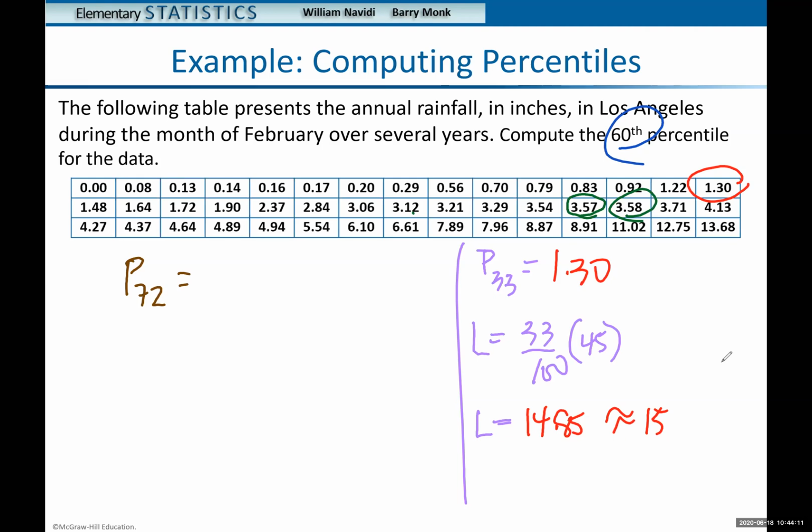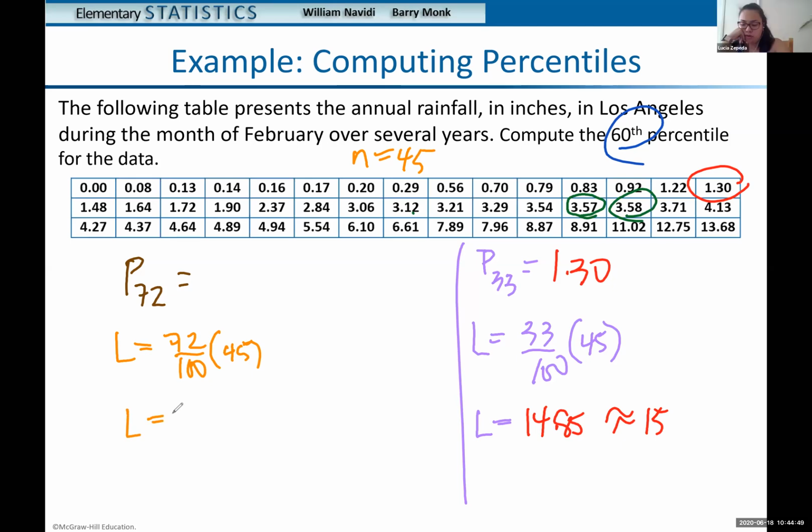So what do we do first here again? 72 over 100. Yep. So L is 72 over 100 times n, that is all these numbers, that's 45. And what is the answer here? 32.4.